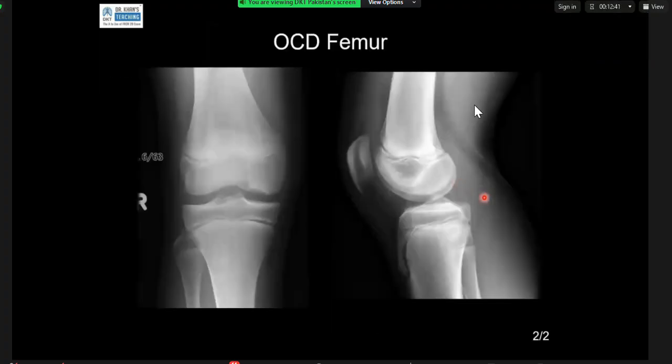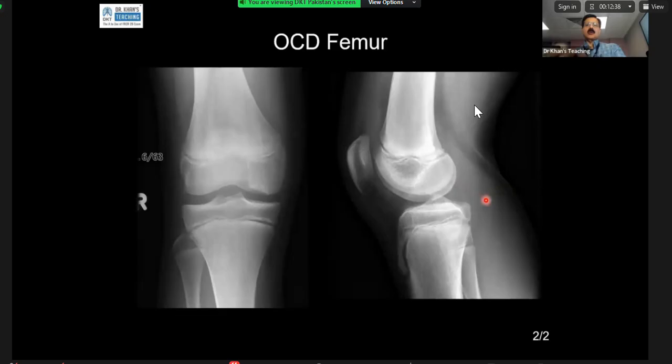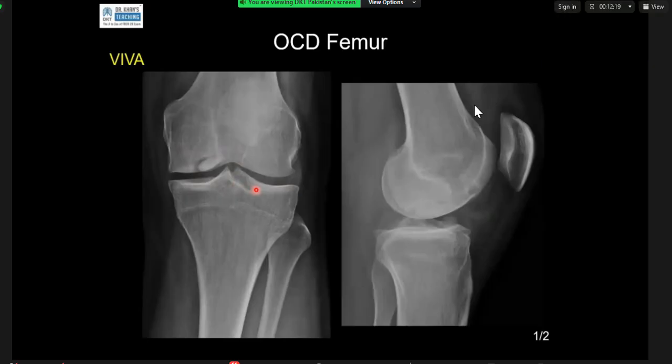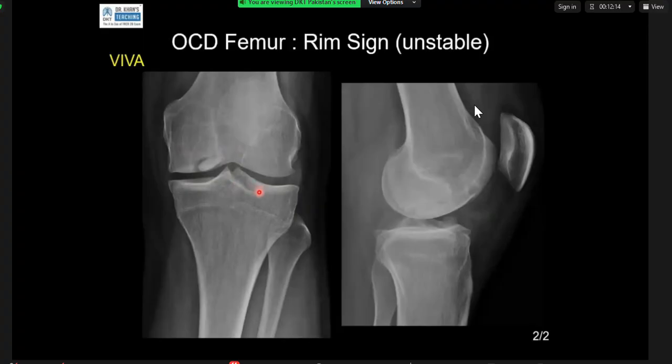And this osteochondral lesion, you can see here where I am pointing out on a lateral. What will you highlight to the clinicians about this osteochondral lesion? So I believe that this is unstable because there is a lucency surrounding it. Excellent. Well done. So this is a ring sign, which is a sign of an unstable osteochondral lesion.